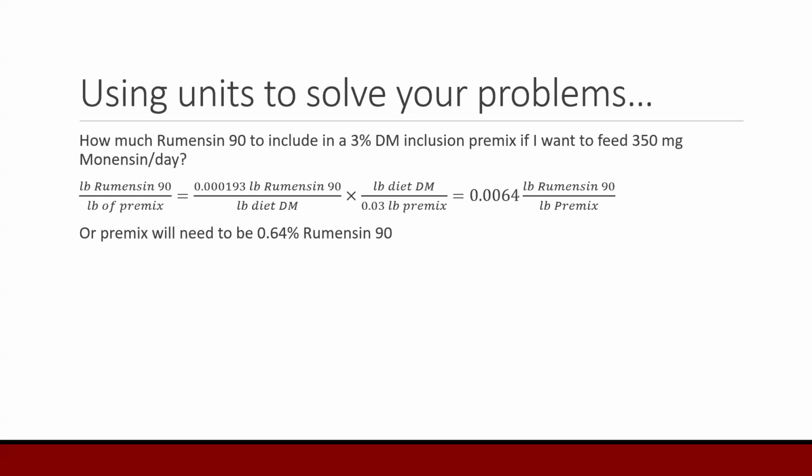What is type A medicated feed? Do you remember? So type A medicated feed would be the concentrated active ingredient. It's what we use to make our type B medicated feed.